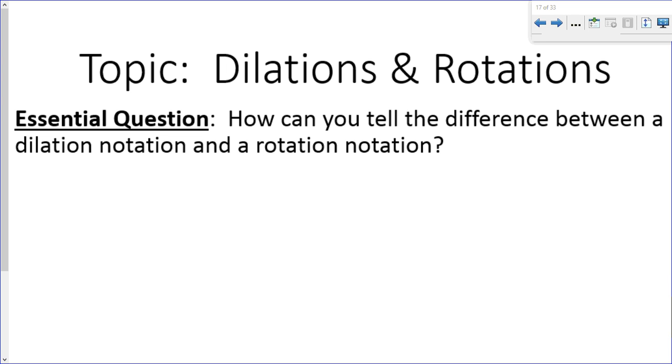All right, so today we're going to do dilations and rotations, and we have one essential question that you'll add to the pre-made notes that you were given. How can you tell the difference between a dilation notation and a rotation notation? Pause as you need to.